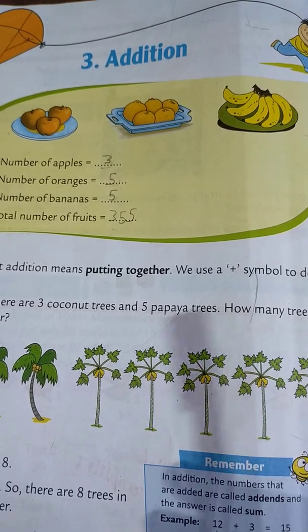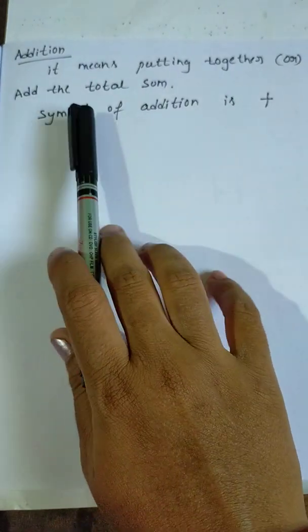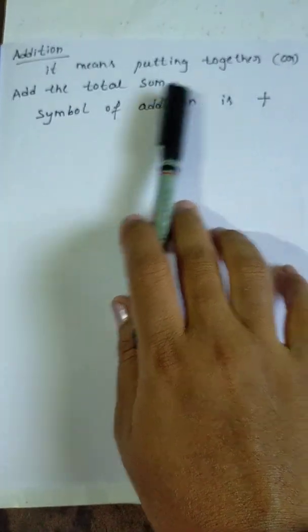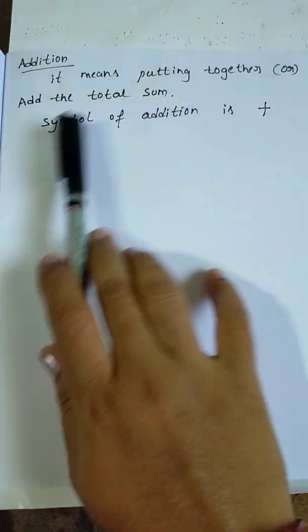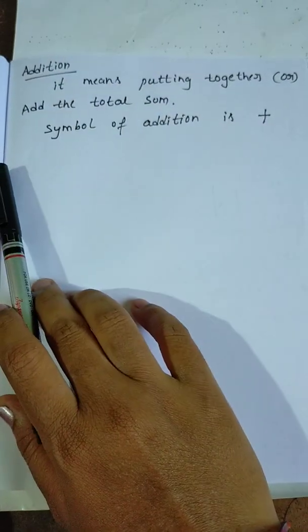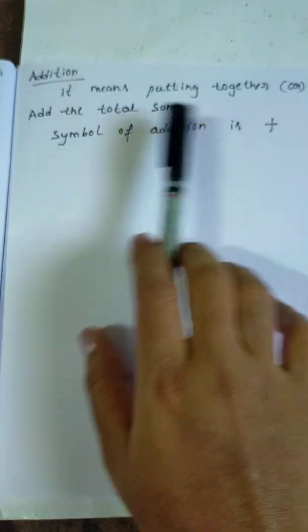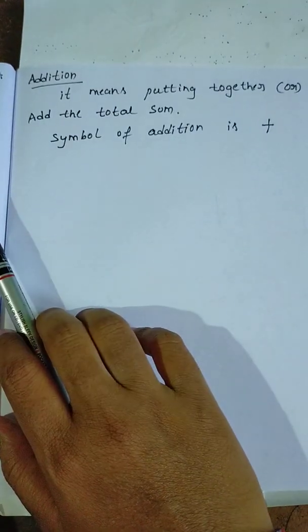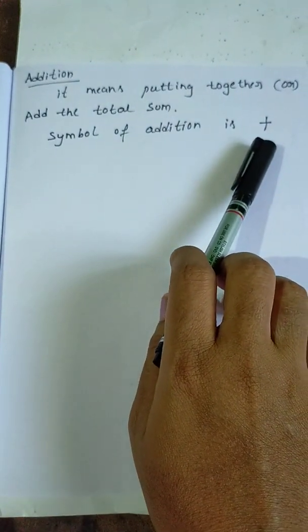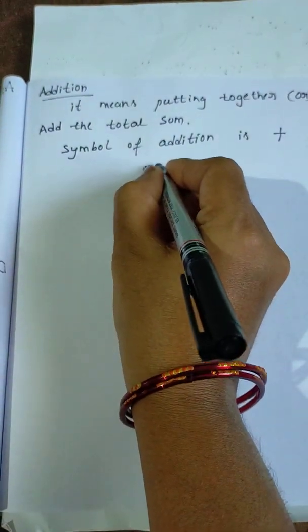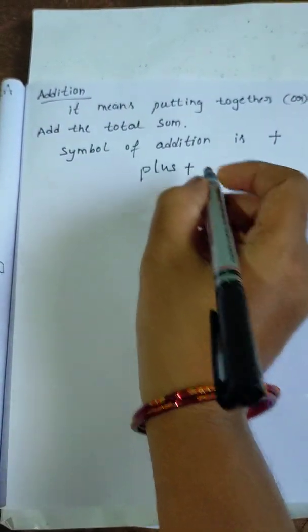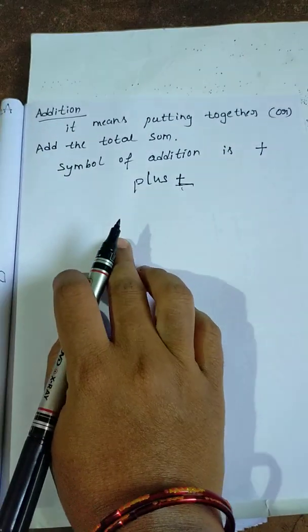Okay, what is addition? Addition means putting together or add the total sum. The symbol of addition is plus. It's called what? Plus. Okay, it is the symbol of addition.